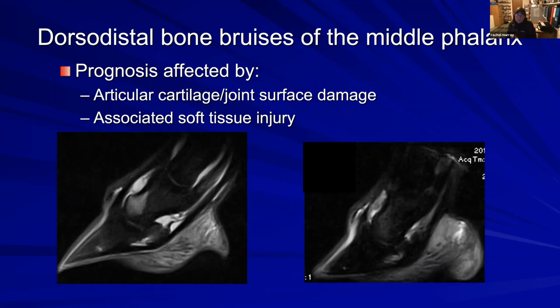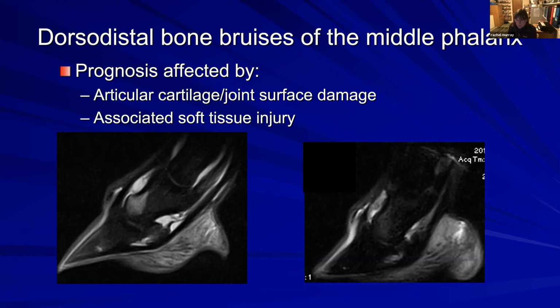The other one that I think is quite useful to look at in the foot with repeat MRIs is the dorsodistal bone injury of the middle phalanx. Here, the prognosis can be affected by associated damage, so articular cartilage and joint surface damage, associated soft tissue injury, and a lot of these will also have podotrochlear apparatus injury as well.